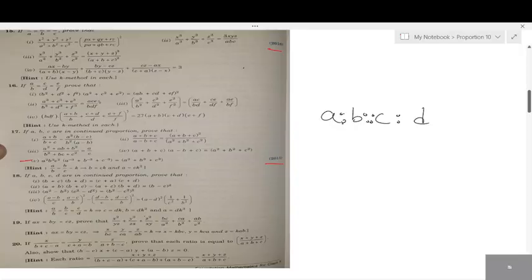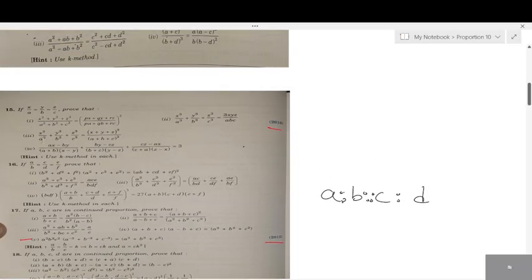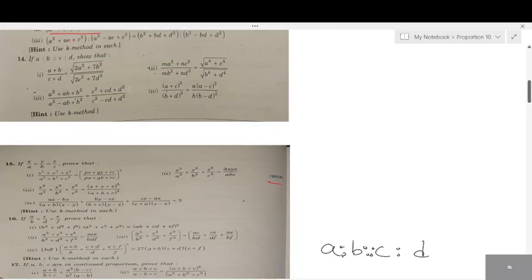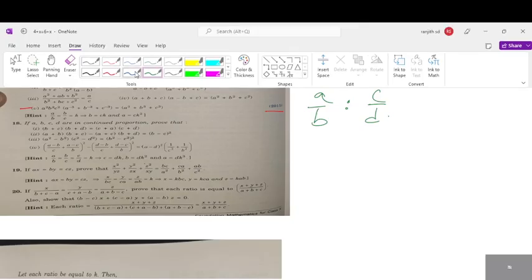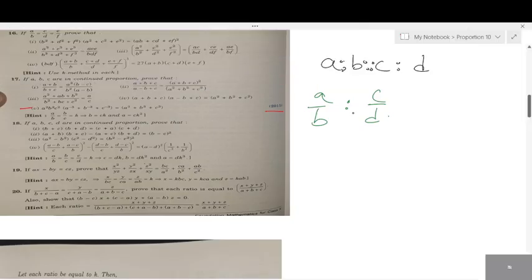Can you see other questions from before the 17th? Anywhere have they written continued proportion? Just look at the values, students. 15, 16, 14. Have they written the word continuous proportion? No, right? So the 17th, 18th one. Look here, I'll tell you the 18th one. A, B, C, D are in continuous proportion. So what we do is first write A divided by B is to C divided by D. First you have to divide them. Now if they are in continuous proportion, A by B, B by C, C by D.